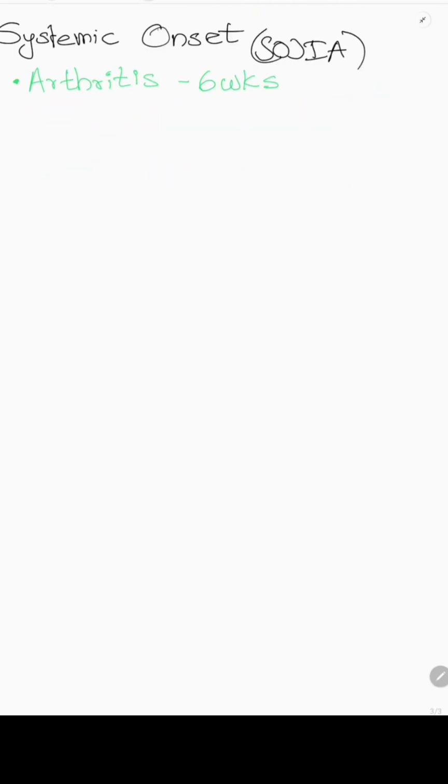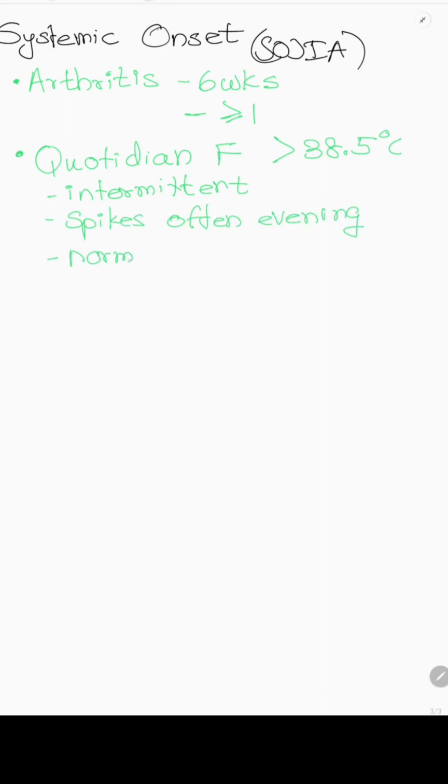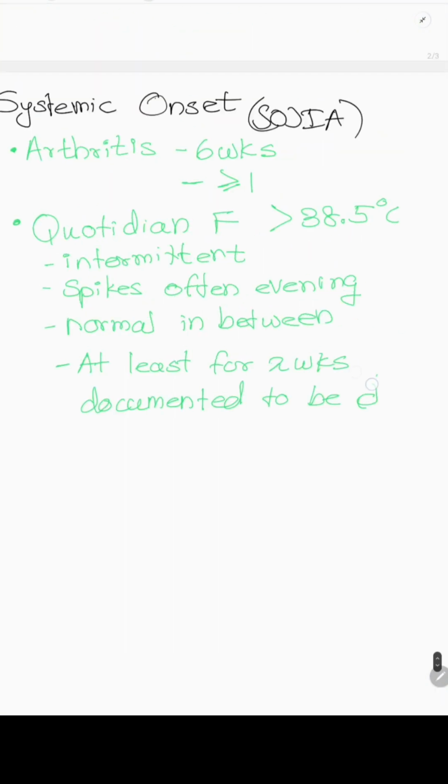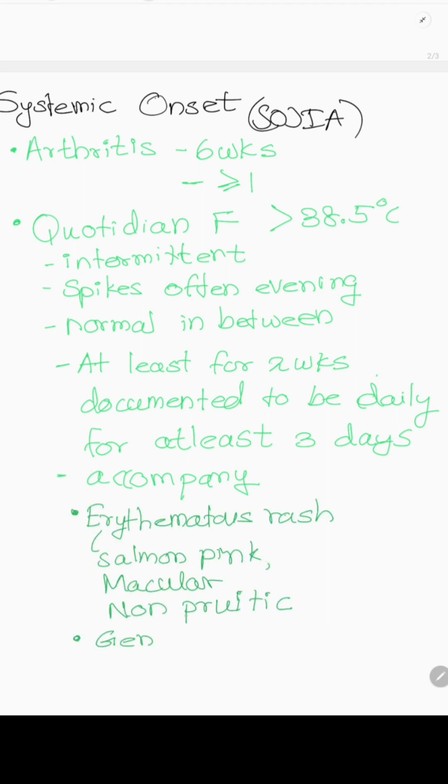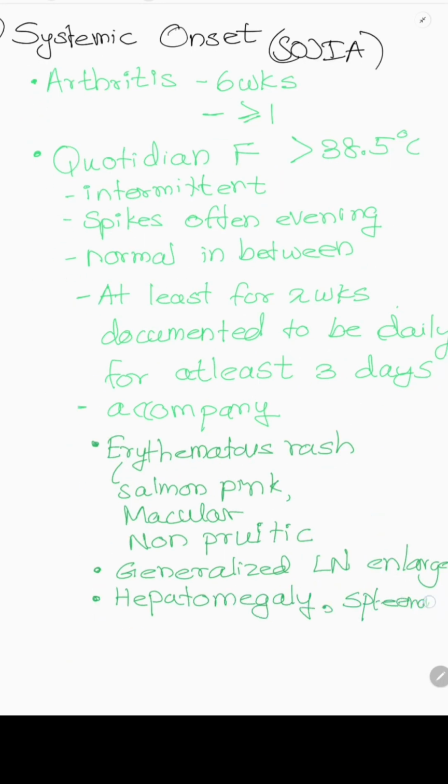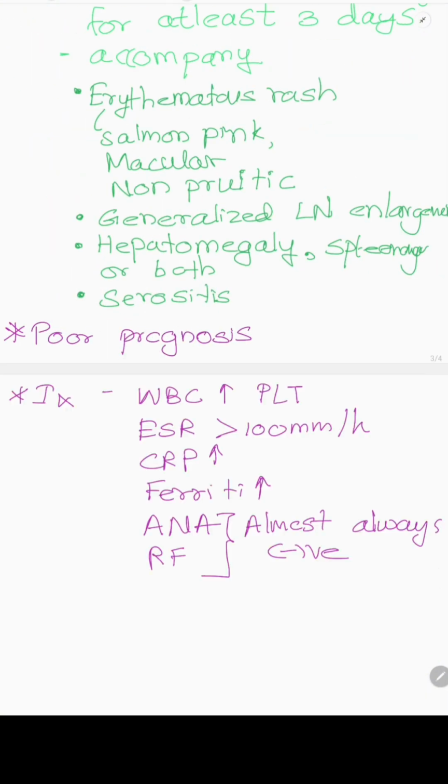To say it is systemic onset juvenile idiopathic arthritis, there should be arthritis for more than 6 weeks and fever more than 38.5 Celsius, which is quotidian pattern, intermittent spike of an evening, and normal in between, at least for 2 weeks, documented to be daily, accompanied by one of the following features: erythematous rash, which is salmon pink in color, macular and non-pleuritic, and generalized lymph node enlargement, hepatomegaly, splenomegaly or both, and serositis. It has a poor prognosis.